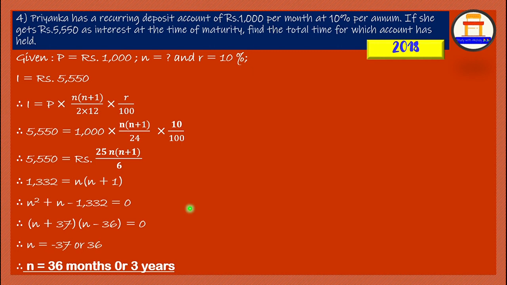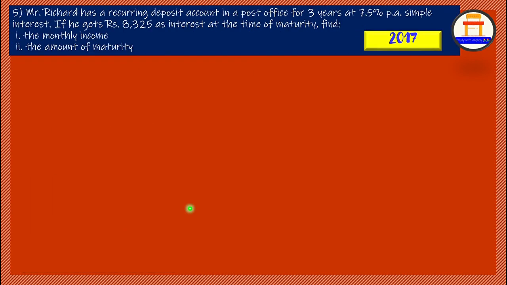Let's move ahead further with the next question. Mr. Richard has a recurring deposit account in a post office for 3 years at 7.5% per annum simple interest. If he gets rupees 8,325 as interest at the time of maturity, find the monthly installment and the amount of maturity. This was given in the year 2017.